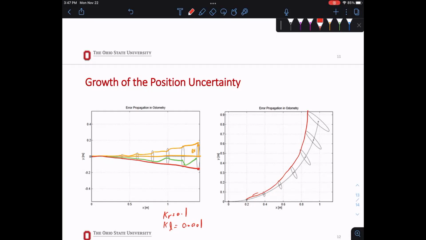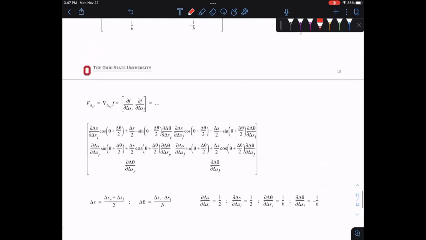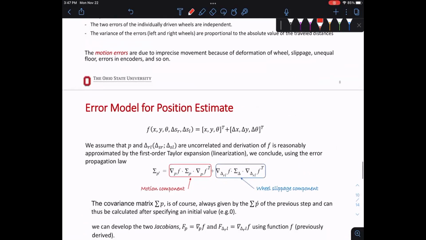And as you go further, if you don't compensate for it, it's going to grow, but it's still bounded. You can estimate how much it's going to be. If you don't have any error and you run the car, everything that's supposed to go in a straight line goes in a straight line, then your KR and KL are 0. So when you're estimating the position, this part becomes 0.